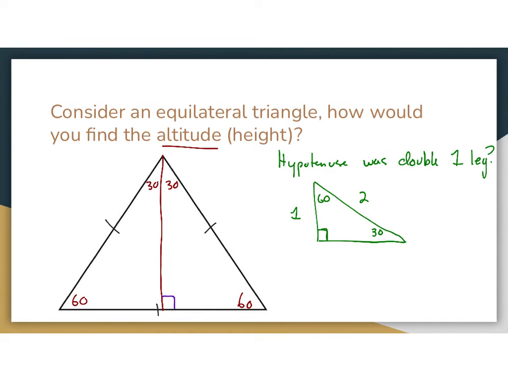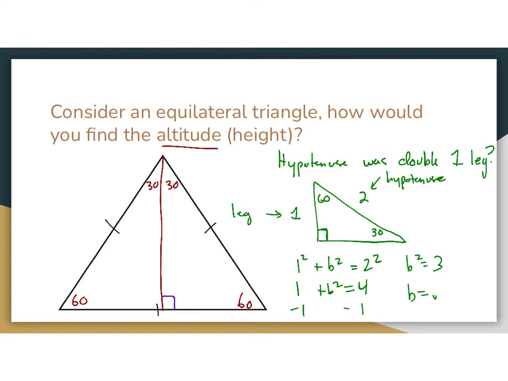Okay, now let's just consider Pythagorean theorem. Okay, I have my hypotenuse. Okay, 2 and 1 is about as simple as it gets for being double one side. So, and I have one leg. Okay, so now let's just do Pythagorean theorem. So 1 squared plus b squared will equal 2 squared. So that'll be 1, b squared equals 4. So b squared equals 3, so b will equal square root of 3.